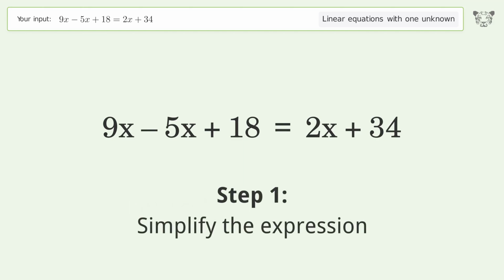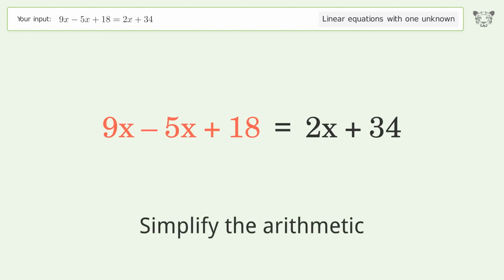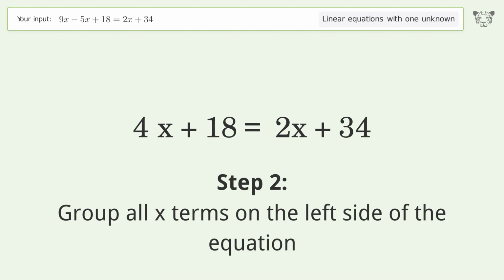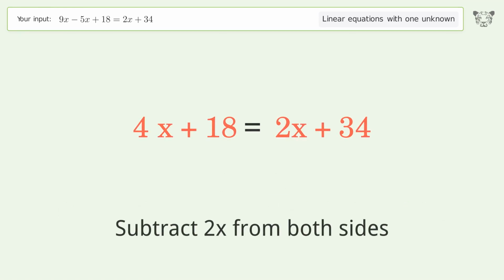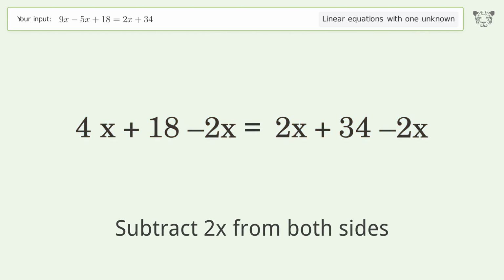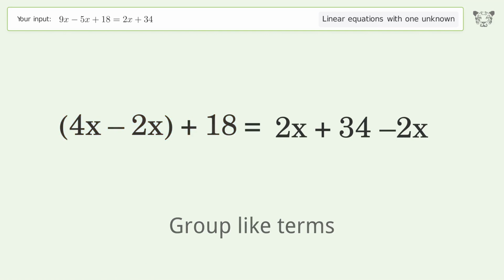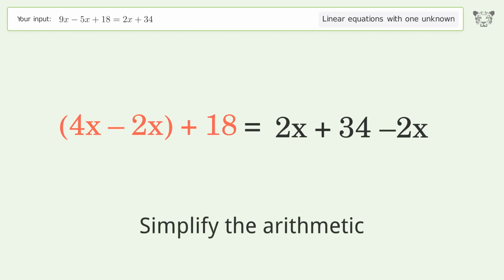Simplify the expression. Simplify the arithmetic. Group all x terms on the left side of the equation. Subtract 2x from both sides. Group like terms. Simplify the arithmetic.